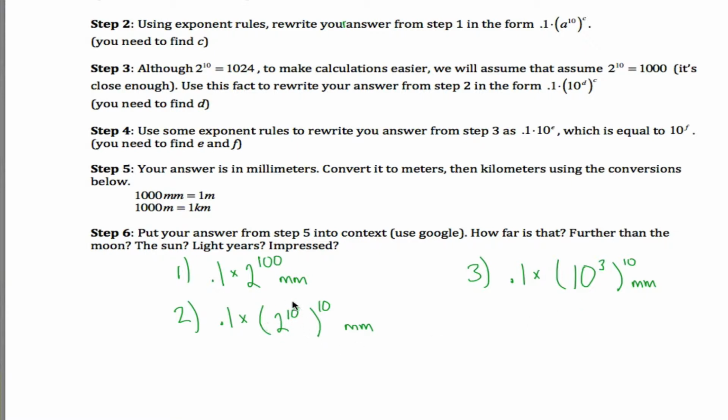So what I'm doing is I'm saying 2 to the 10th power is really 1024, but pretend it's 1,000. Why pretend it's 1,000? Because 1,000 is 10 to the third power. It'll end up that it's helpful to have 10 as our base.